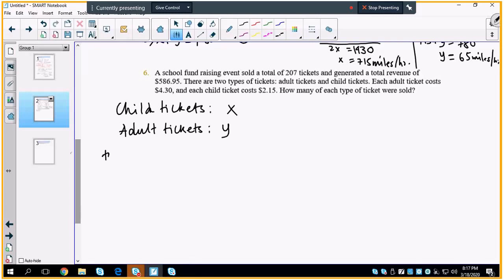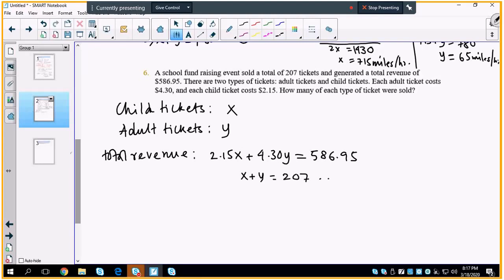So the total revenue should be, for each child ticket, the revenue is 2.15, so it will be 2.15X. And for each adult ticket, the revenue is 4.30, so it will be 4.30Y. And the total revenue should be equal to $586.95. Whereas the total number of tickets sold, which is X plus Y, should be equal to 207. And these are the two equations in the system.